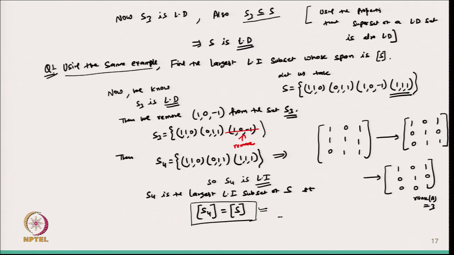Okay, let us stop here. In today's lecture we have discussed two examples on how we can reduce the number of vectors in a linearly dependent set, and then show that the span of the reduced set is equal to the span of the original one.